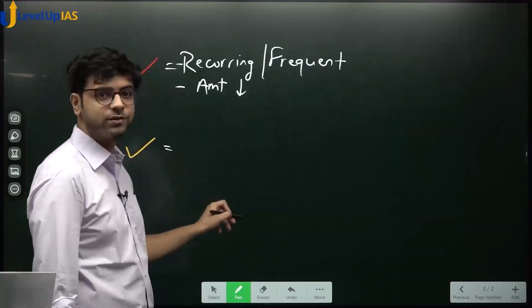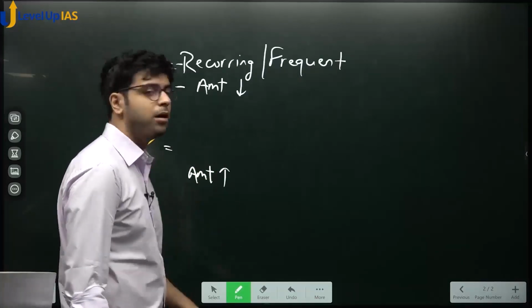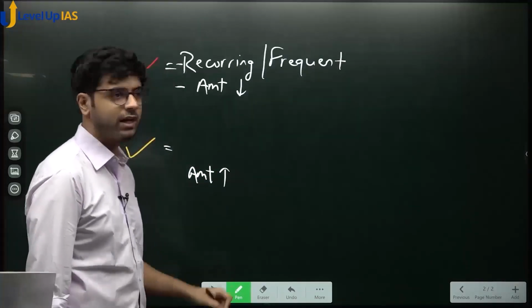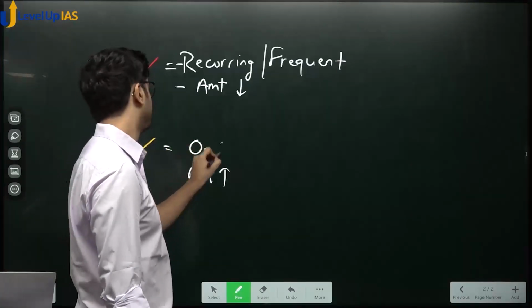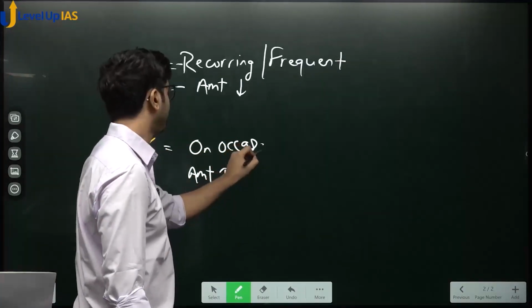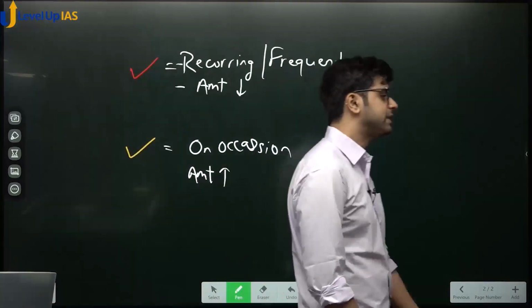Yellow ones are the big amounts. The amount is big, but it does not happen frequently. It happens rarely or on occasion. So I would write on occasion. It happens rarely. You don't buy a new car every year or every month or every 6 months, right?